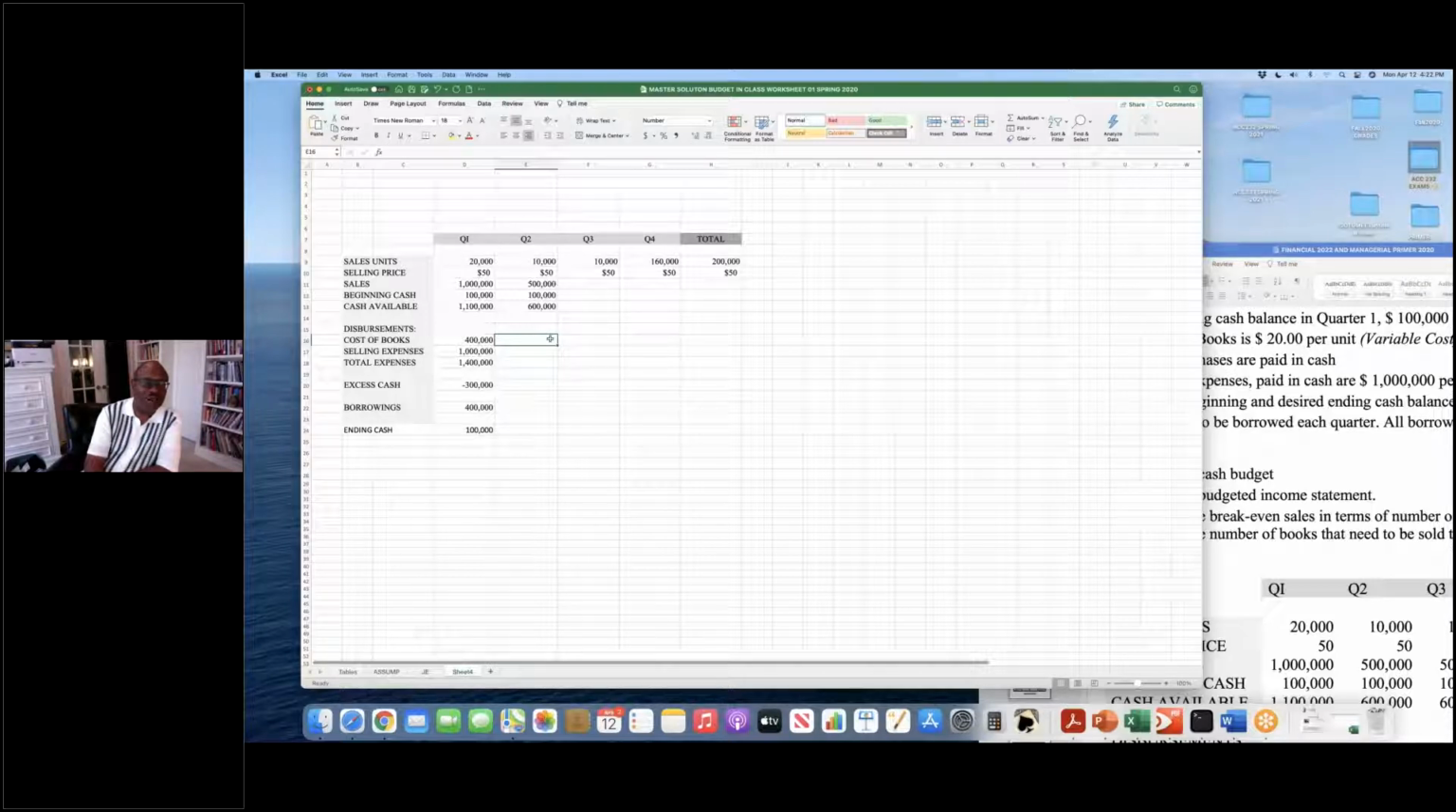We multiply, because each book costs $20. So you have to multiply it times 10. So we did 20 times 10, right? Right. Okay. I got you. These selling expenses are still $1 million. And they're going to stay that way all the time. This is kind of like rent.